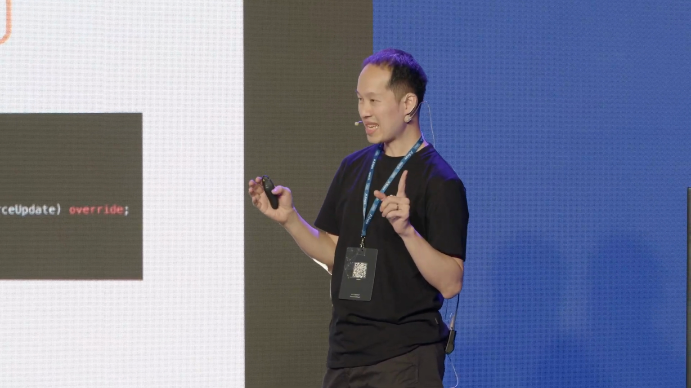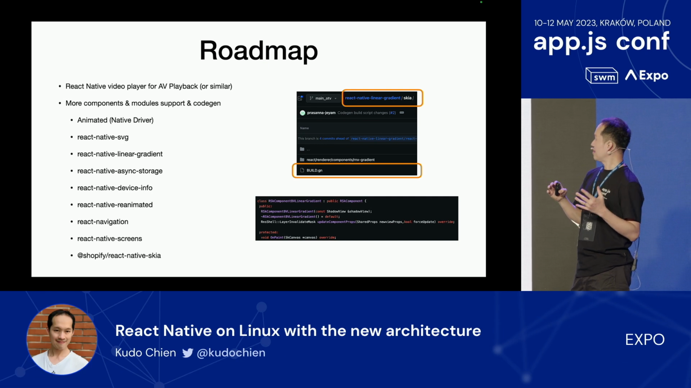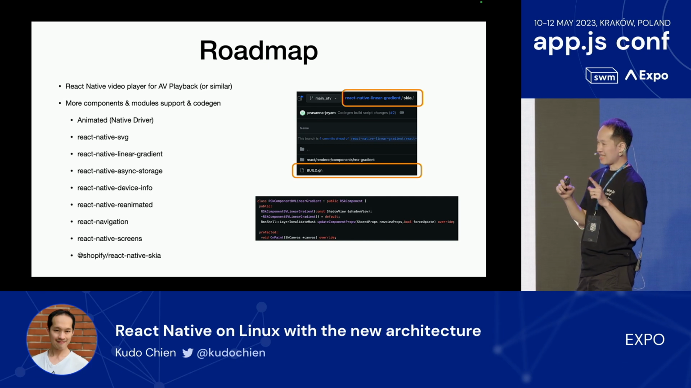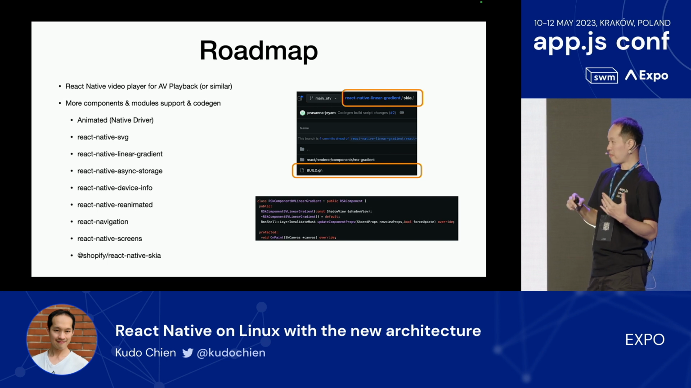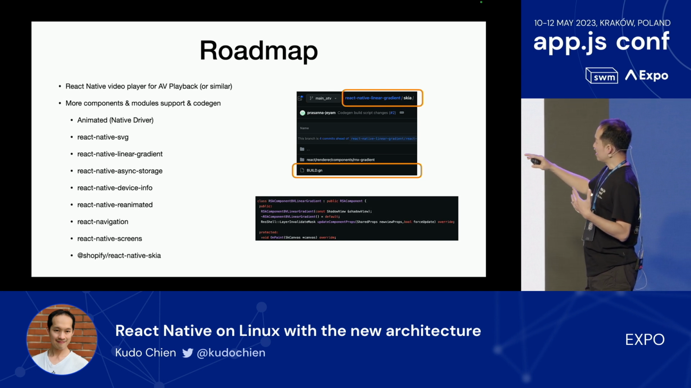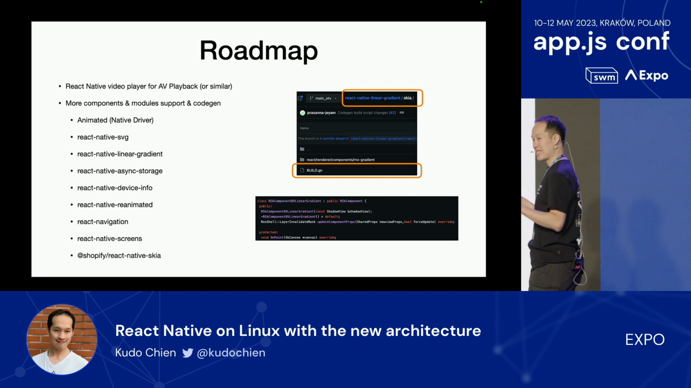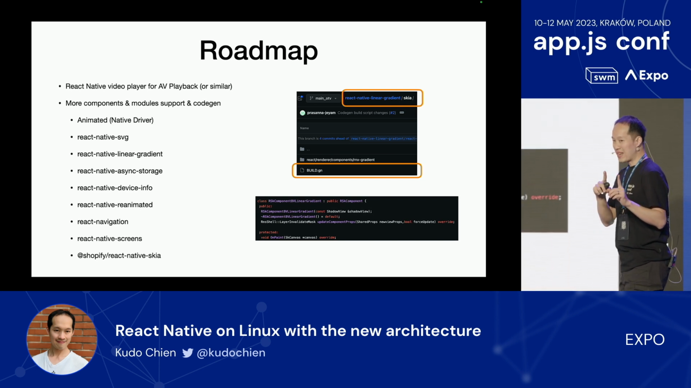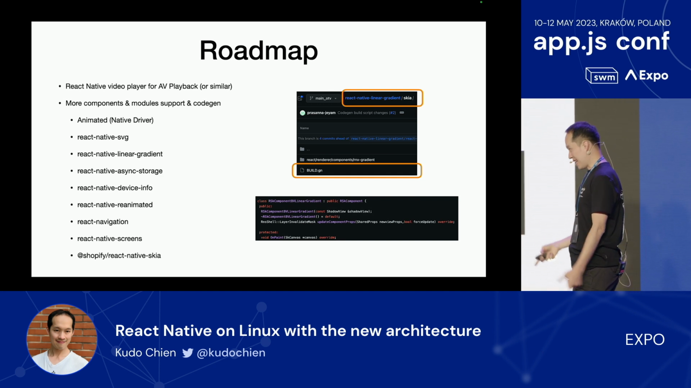And let's talk about their roadmap, because they are a TV set-top box company. So right now they are trying to support video player on this project. And furthermore, they try to integrate more third-party libraries like SVG, async storage, reanimated, and also Shopify react-native-skia. Because the previous one I showed you is just a proof of concept, and we need to formally support it.